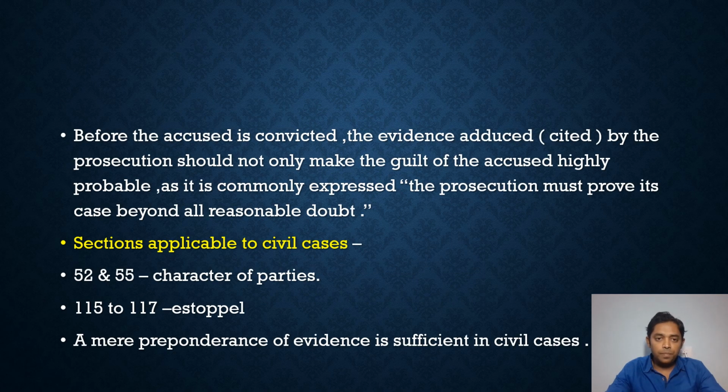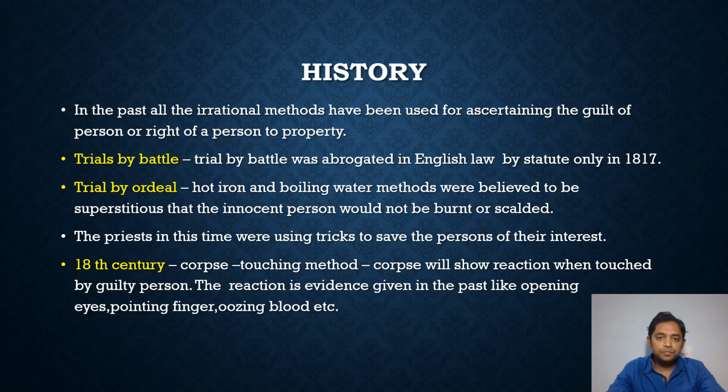Before the accused is convicted, the evidence adduced by the prosecution should not only make the guilt of the accused highly probable, as it is commonly expressed, the prosecution must prove its case beyond all reasonable doubt. Sections applicable to civil laws are Sections 52 and 55, character of the parties, and Sections 115 to 117, estoppel. The mere preponderance of evidence is sufficient in civil cases.